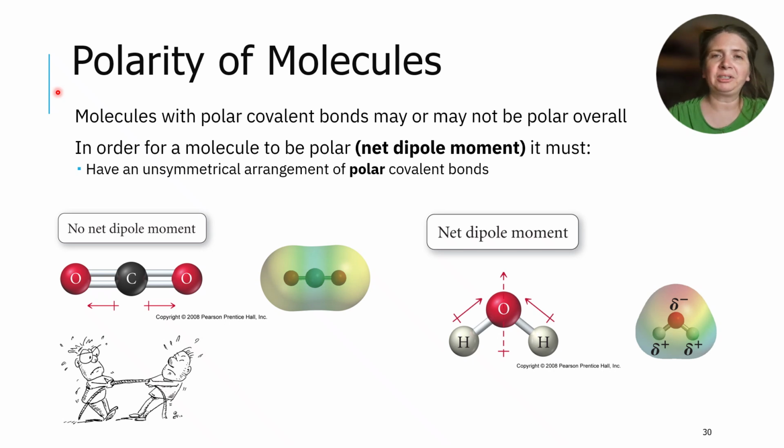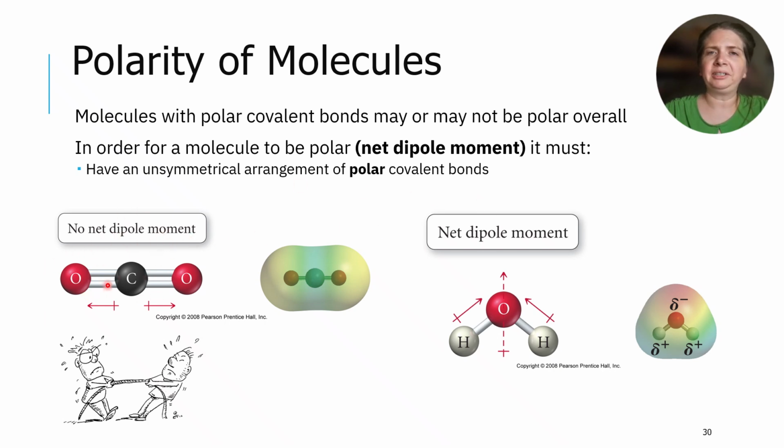Even if a molecule contains polar covalent bonds, that does not necessarily mean that the entire molecule is polar. If the polar covalent bonds point in equal and opposite directions, their dipole moments cancel, resulting in a nonpolar molecule. Consider carbon dioxide and water.